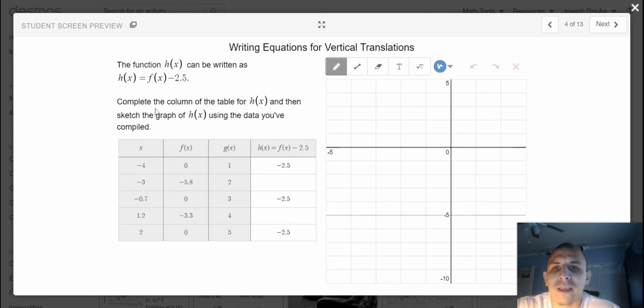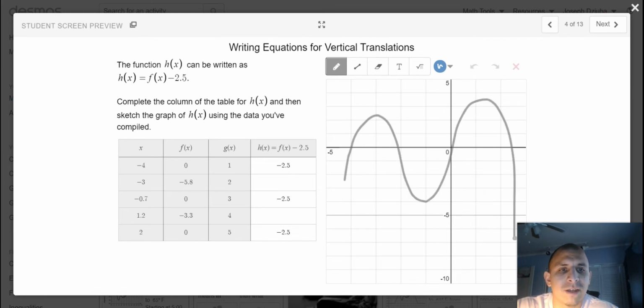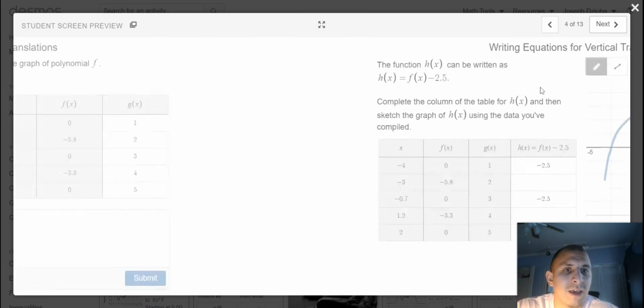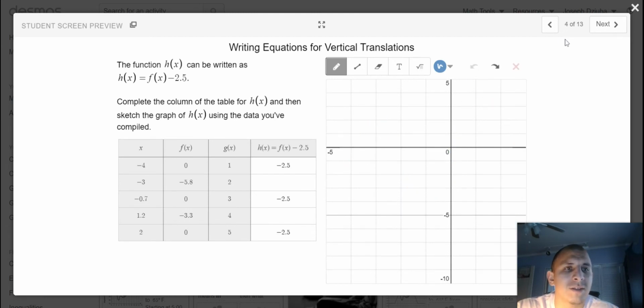Not really. So once you complete that table for h of x, you'll sketch your graph accordingly. And you might want to compare and contrast, visually speaking, what the graph of f of x looks like compared to the graph of g of x and compared to your graph of h of x.